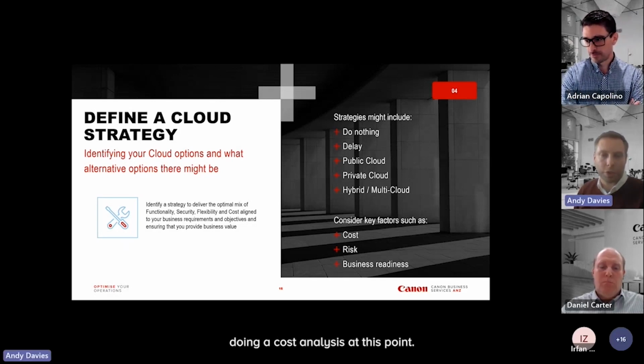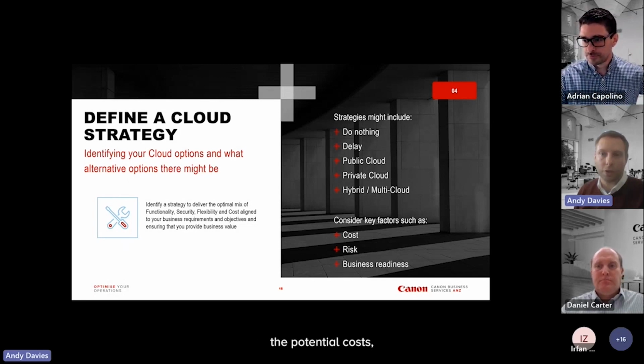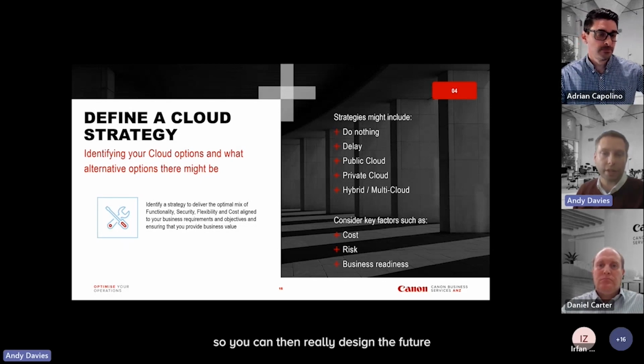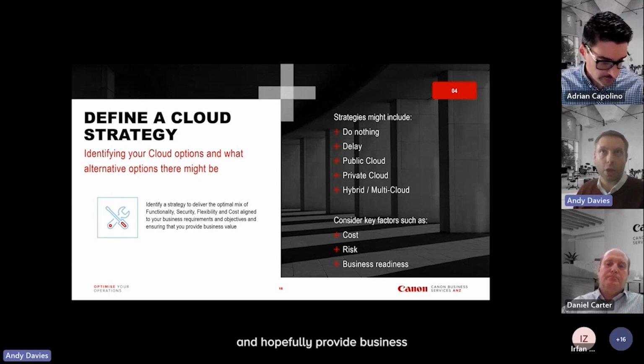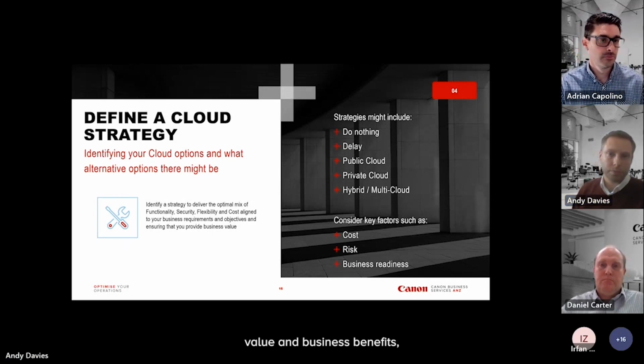You'll need to start doing a cost analysis at this point, to understand the potential costs and what's going to be involved, before you can then really design the future state architecture. At that point, you'll be identifying the future state or target state that you're going to provide, and hopefully provide business value and business benefits.